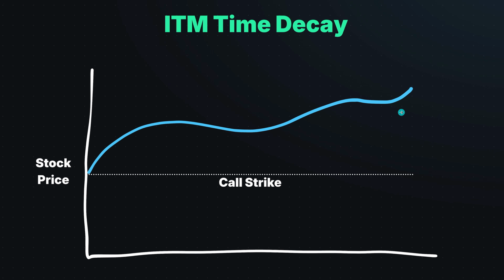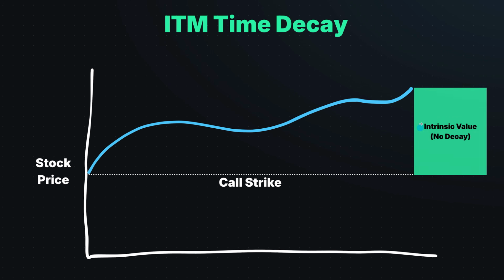it is less exposed to time decay. For example, if the stock price does this and we have a call strike right here, then this portion of the options price is intrinsic value, and intrinsic value does not decay. The portion of the options price above the intrinsic value is the extrinsic value, and this is the only portion that is exposed to time decay.